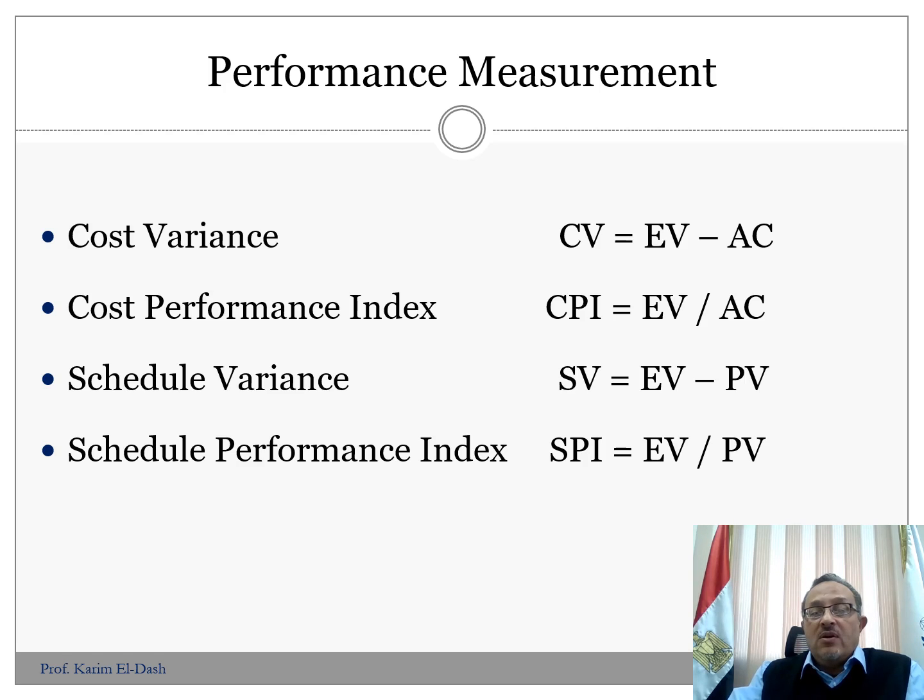These two must be over the value of 1. If they are over 1, that means we are going well, whether for the cost or for the schedule. If these are exactly 1, we are going perfectly as planned. If the cost performance index is less than 1, that means earned value is less than actual cost, so again, we are over budget. If the schedule performance index is less than 1, that means earned value is less than planned value. So in this case, we are behind schedule, and we have to find how we can catch up with the total duration required for the project.